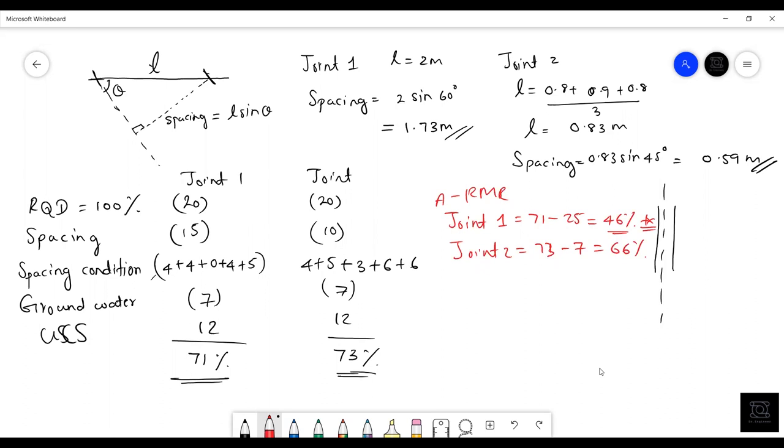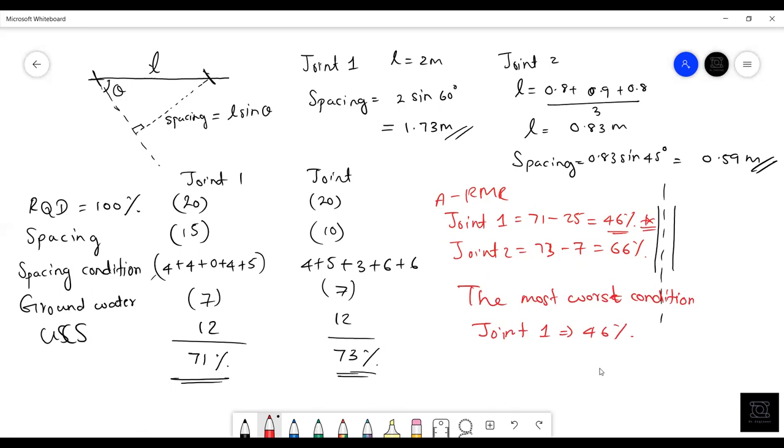For the worst condition, joint 1 is selected. The RMR rating for joint 1 is 46%. The further designing is done to this, right?